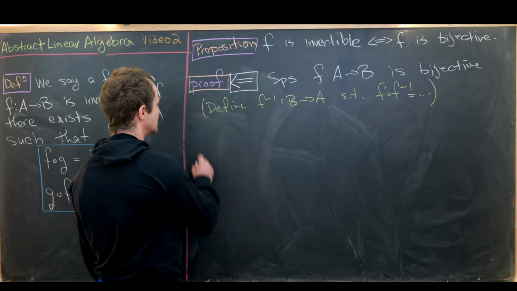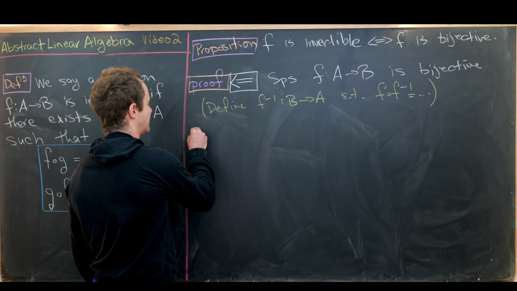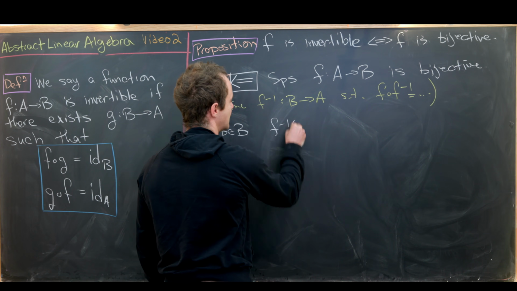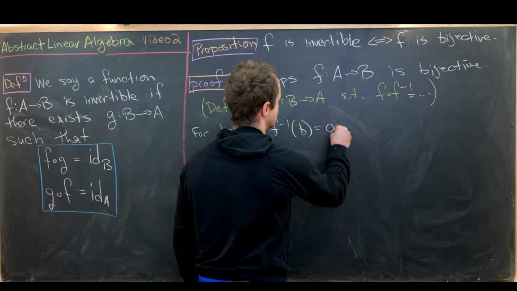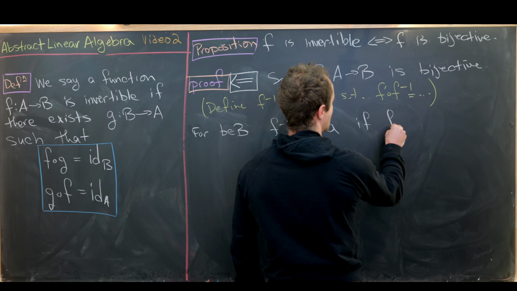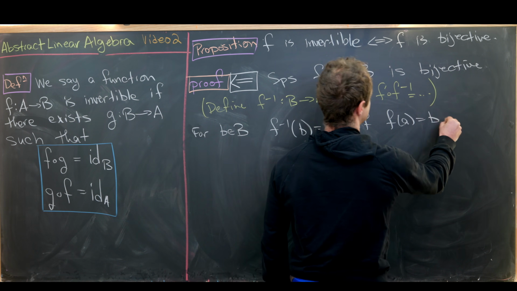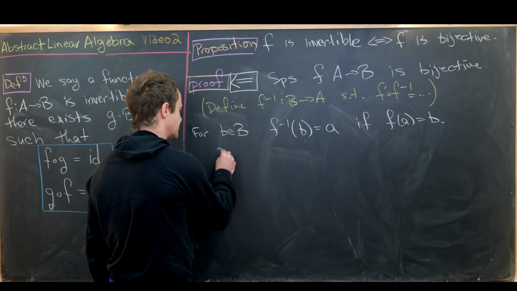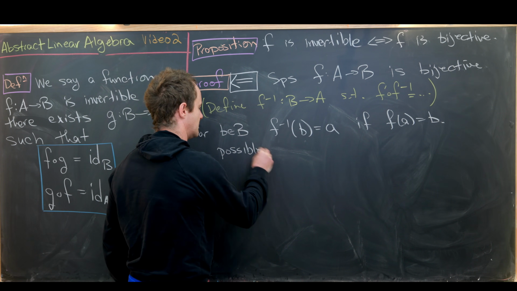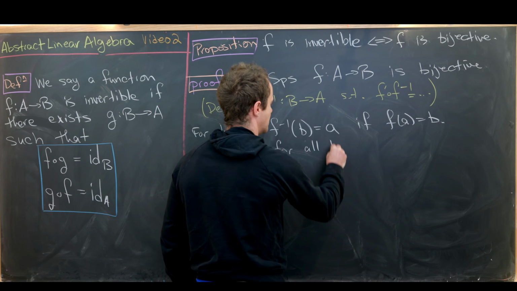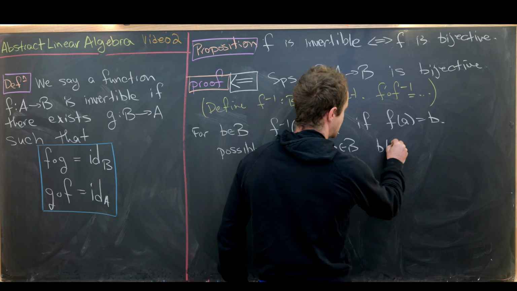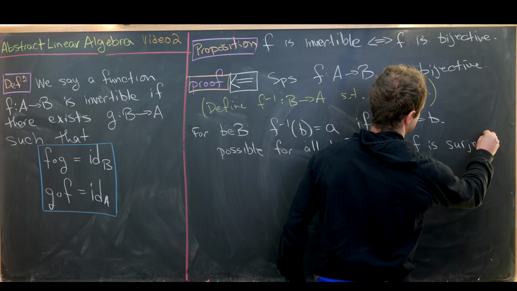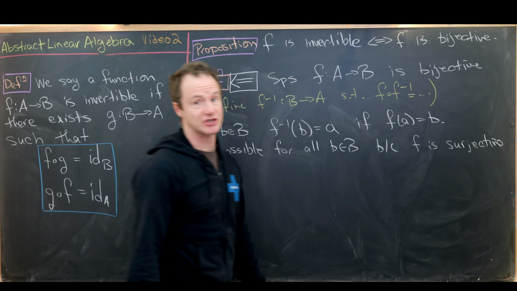So in order to define this F inverse, we need to tell where an element from capital B goes. So for little b in capital B, let's say F inverse of b is equal to little a if F of little a is equal to b. Okay, so let's notice that this is possible for all b in B because F is surjective. Notice that's the definition of surjectivity here.